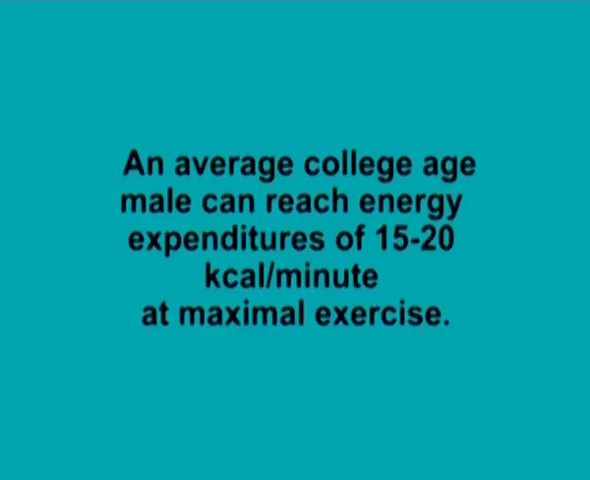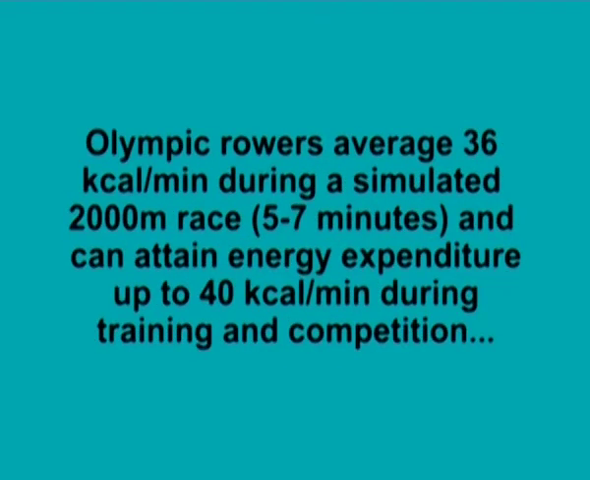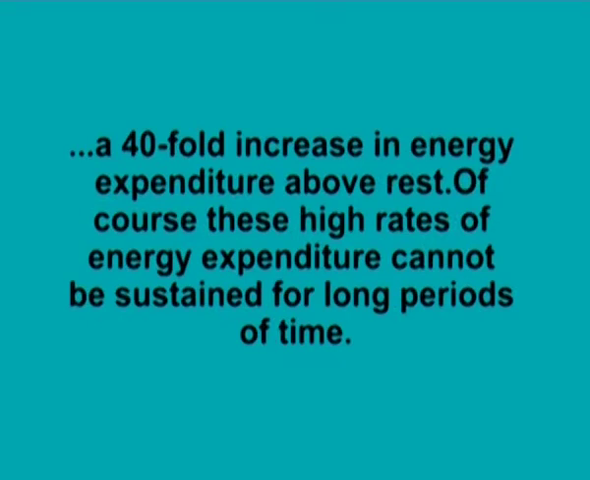An average college-age male can reach energy expenditures of 15 to 20 kilocalories per minute at maximal exercise. Olympic rowers average 36 kilocalories per minute during a simulated 2000 meter race, 5 to 7 minutes, and can attain energy expenditures up to 40 kilocalories per minute during training and competition. A 40-fold increase in energy expenditure above rest.